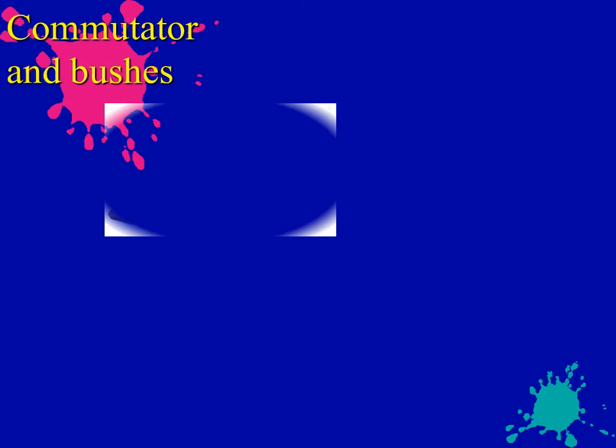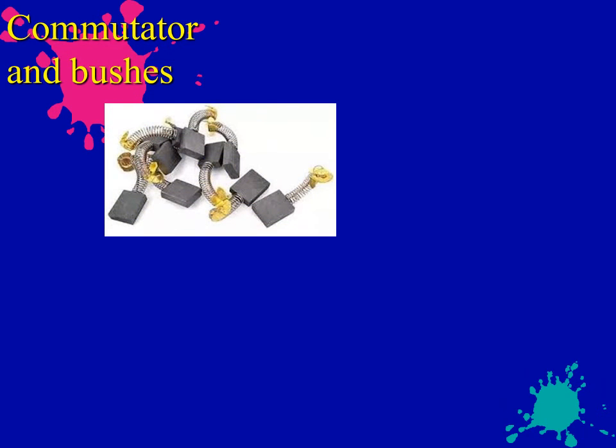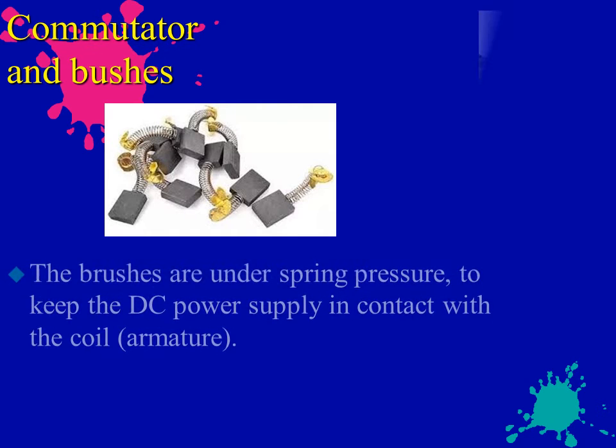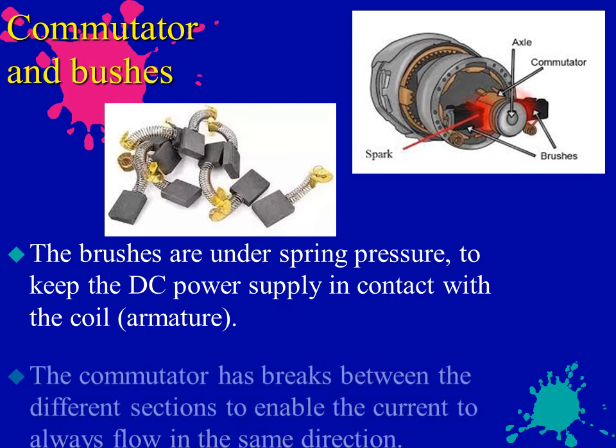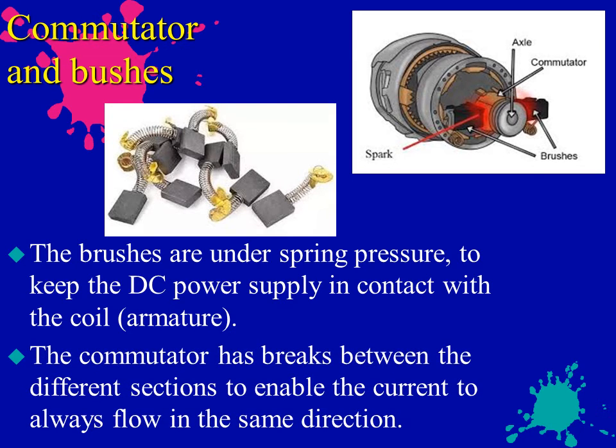The commutator with its brushes. In the second diagram, you can see that the brushes are held in place by brush holders, which keep the brushes under spring pressure to keep the DC power supply in contact with the coil, in other words the armature. The commutator has breaks between the different sections to enable the current always to flow in the same direction.